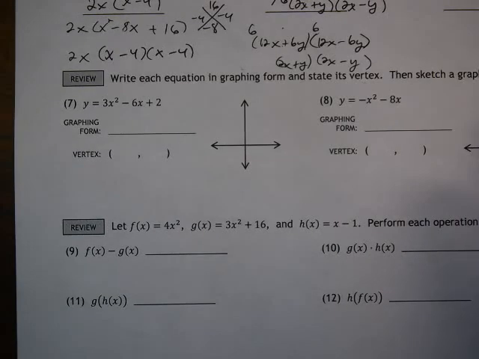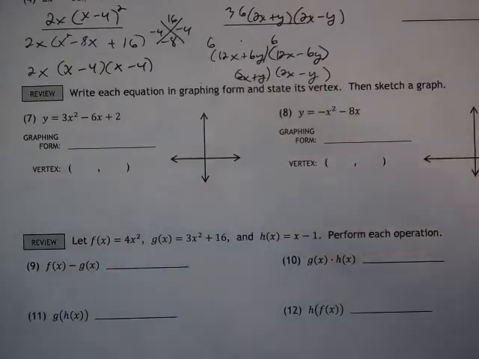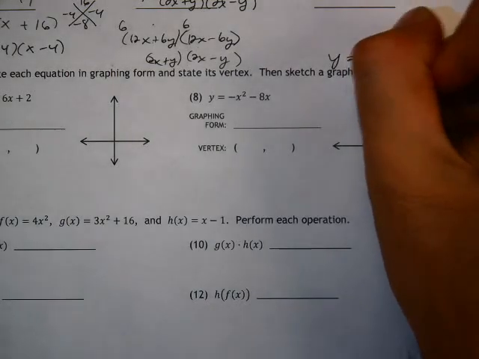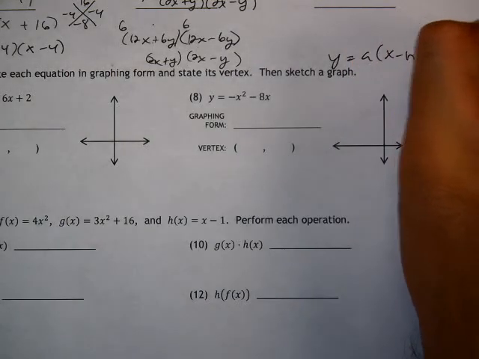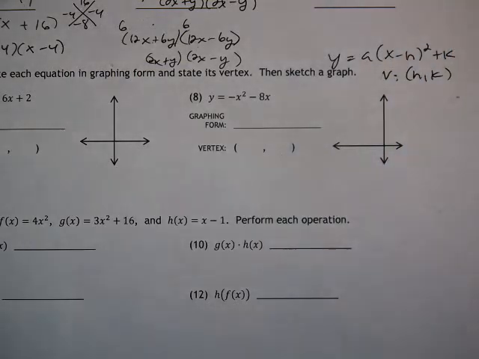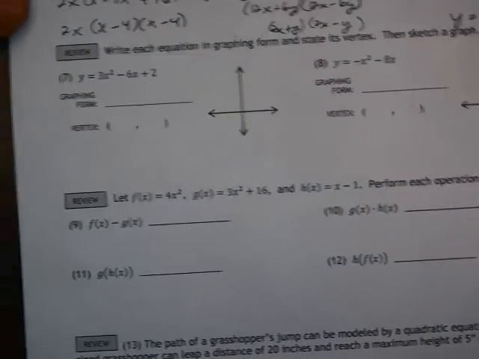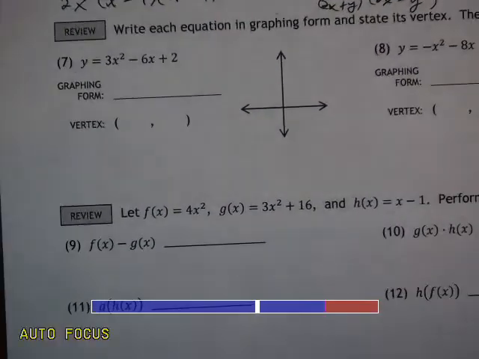Algebra 2 worksheet 9.3b. This is for numbers 7 and 8, where we're asked to write the equation in graphing form and state its vertex, then sketch a graph. Remember that graphing form is y equals a times x minus h squared plus k, where the vertex is the point (h, k). So I've got to make both equations look like that. So chances are I'm going to be completing the square on this.